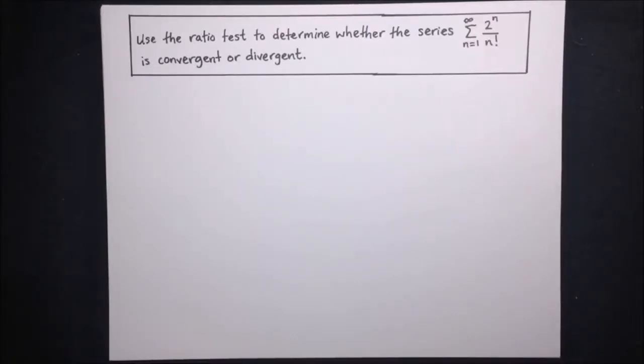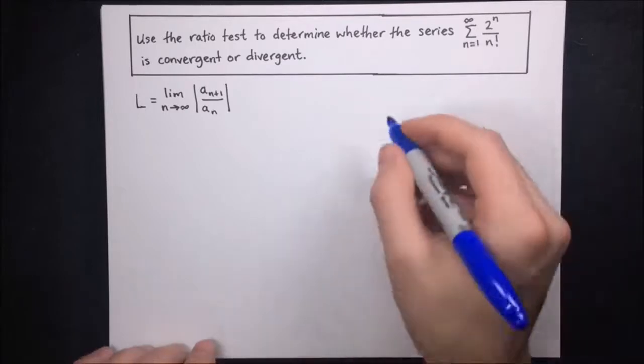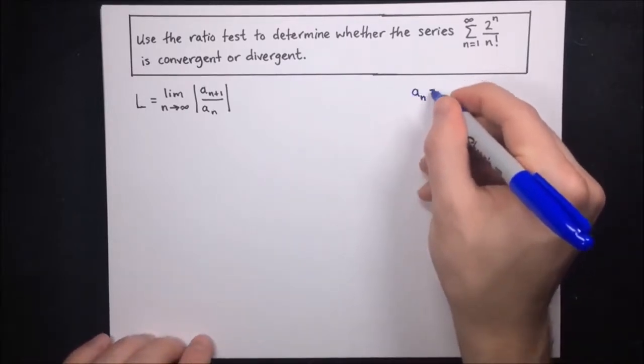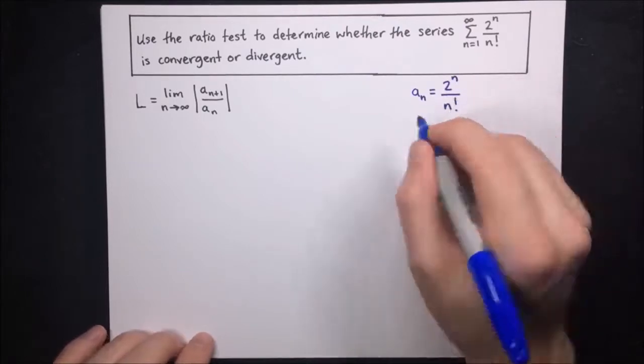Let's use the ratio test to determine whether the series of 2^n over n factorial is convergent or divergent. Ultimately, this all boils down to computing the value of L. And to compute the value of L, we need to write the expressions for a_(n+1) and a_n. a_n is pretty easy, that just comes from exactly what's inside of the series here. So a_n equals 2^n over n factorial.